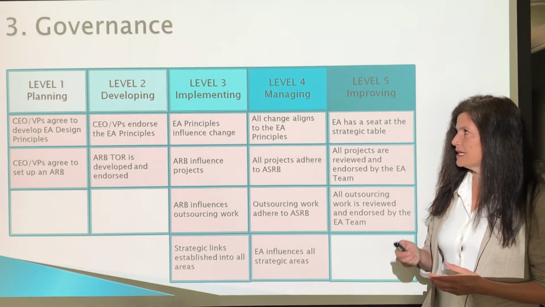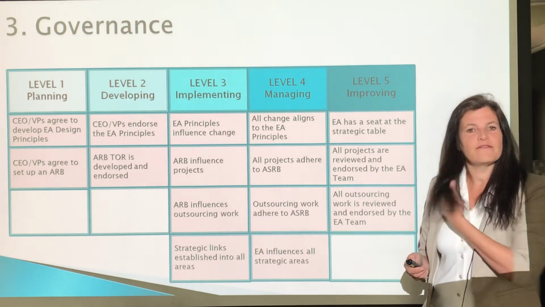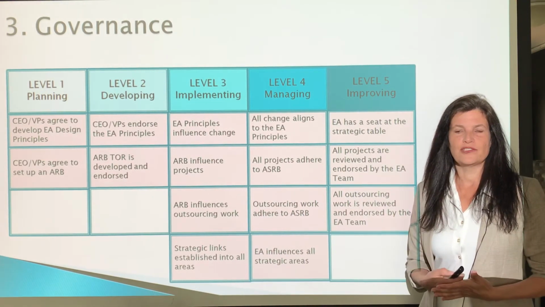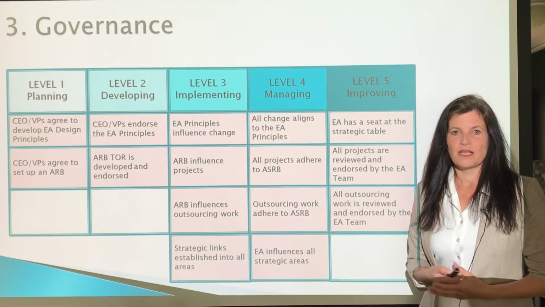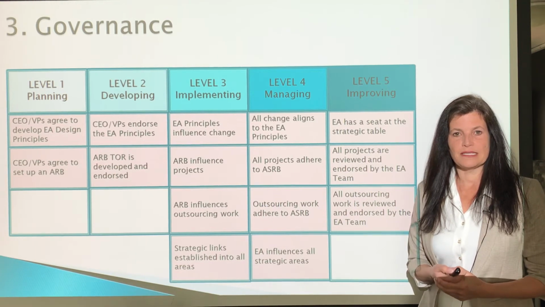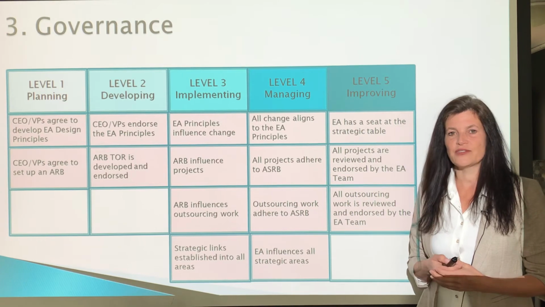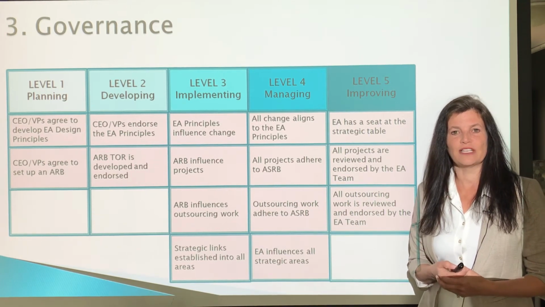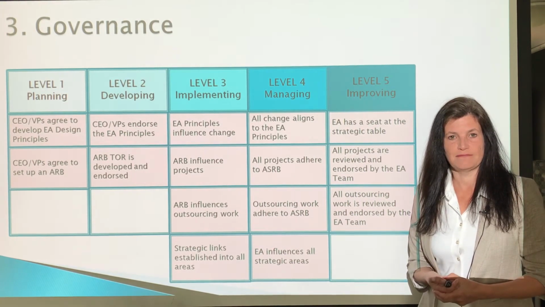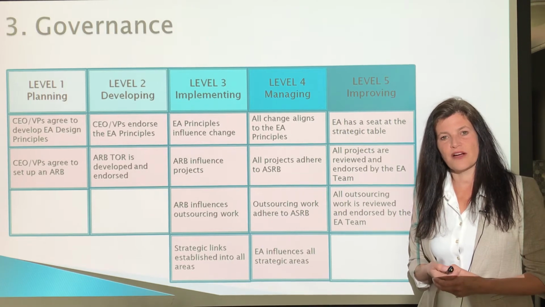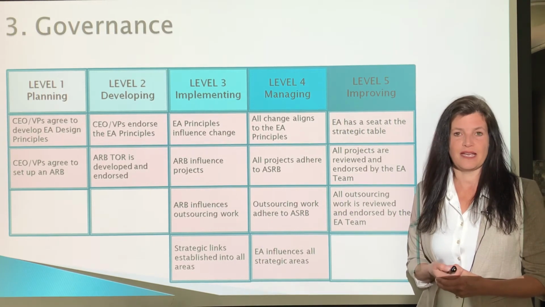So level 3 is governance. Governance is the vehicle to manage and ensure alignment. So fully mature means the enterprise architecture team has a representative at the strategic table and is involved in all the strategic meetings. All projects are reviewed and endorsed by the EA team.